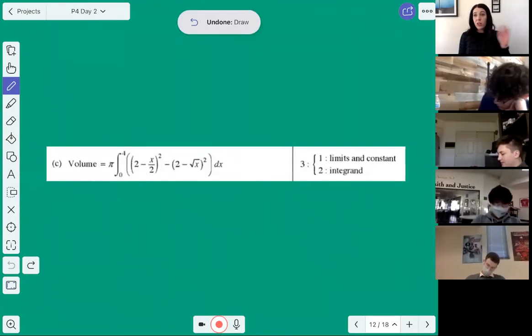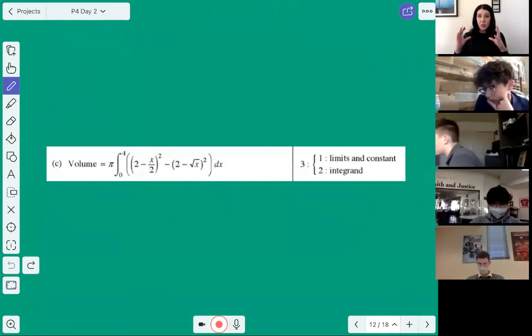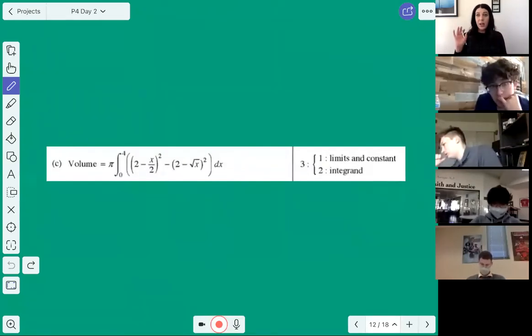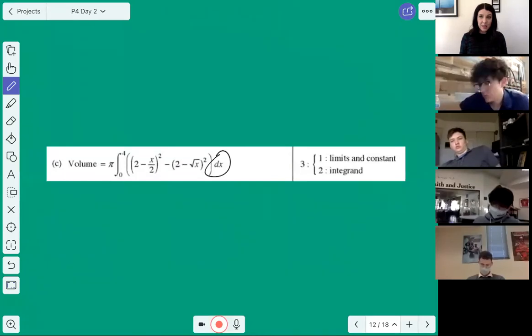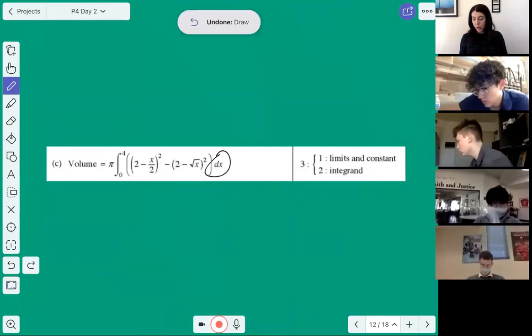The second 2 points are all or nothing. So 2 minus x over 2, quantity squared, you need parentheses there, you need a minus sign. 2 minus square root of x, quantity squared, you need a dx. 2 points for this whole thing, exactly correct. Okay, give yourself a score out of 3.